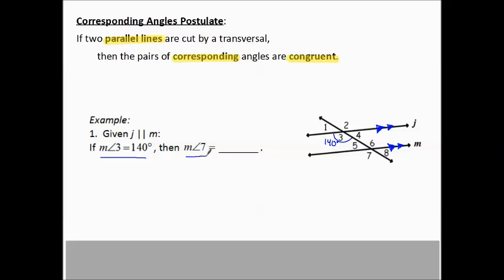Then the measure of angle 7 equals, well, let's go look at angle 7. Notice it's also an obtuse angle. Remember, when the lines are parallel, there's only two angle measures. The obtuse ones are the same as each other, they're congruent, and the acute ones are congruent to each other. Now, what's really important to remember is that we're using corresponding angles. Therefore, we're technically using the corresponding angles postulate. Angle 7, therefore, is also 140 degrees by the corresponding angles postulate.